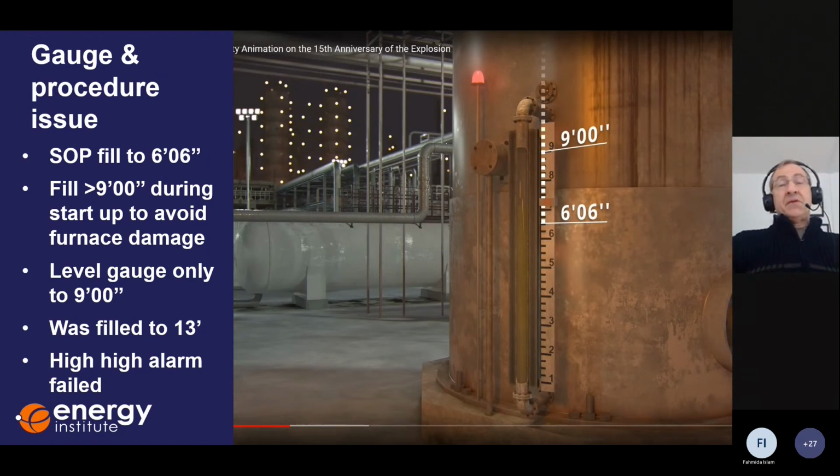The gauge obviously stopped at 9 foot. They would not know that. A high level alarm did not activate as an alarm failure. A high level alarm did activate, which was acknowledged. The significance was not investigated. So they had overfilled at this point, and unaware that they had.